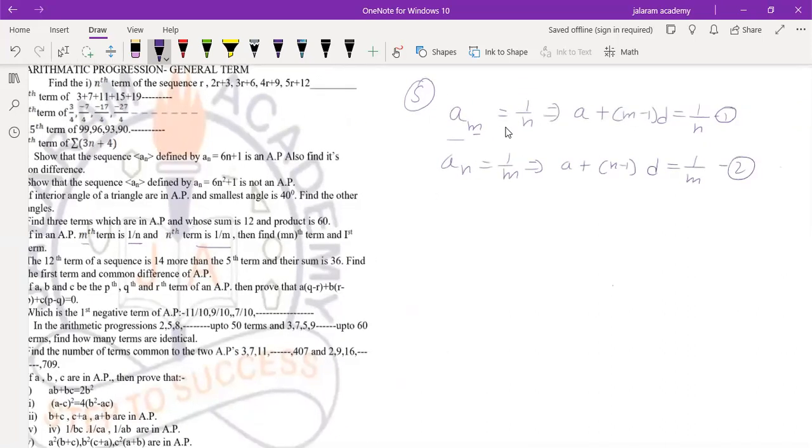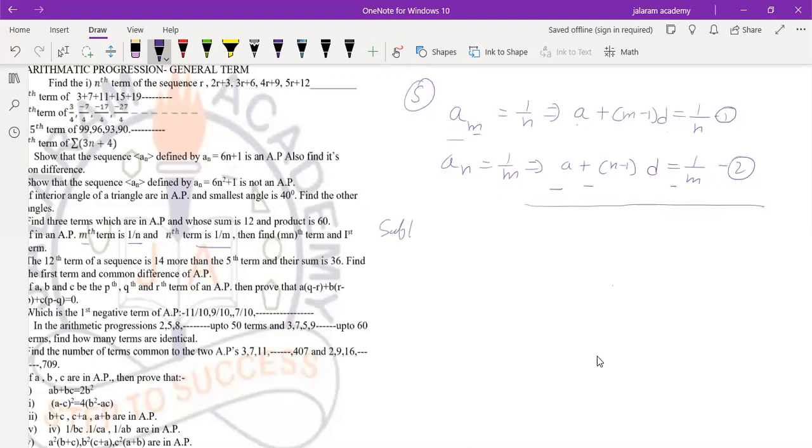Now it is just like two simultaneous equations in a and d. A and d are unknowns and m and n are knowns. Is that clear to everyone? A and d are unknowns which we have to find, and m and n are given in the question. So how to solve simultaneous equations when the coefficients are equal, like a here? First we subtract equation 1 from 2.